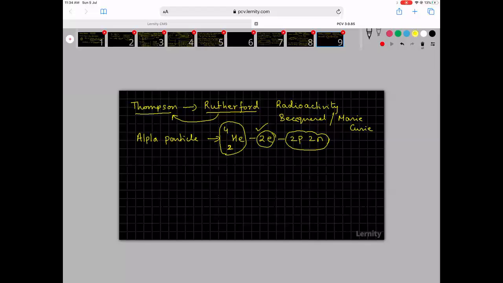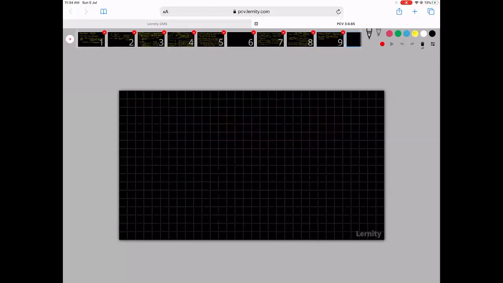But we know that alpha particles were some positively charged particles. That was known. By the time of Rutherford, it was known that alpha particles are positively charged particles. Now, Rutherford conducted one experiment. His experiment is like this. He took a very, very thin gold foil. Why did he take a gold foil?